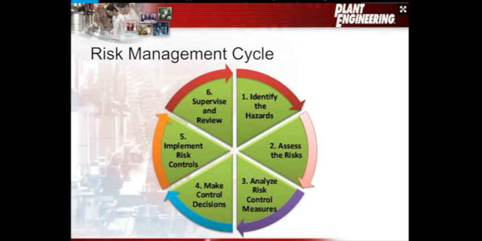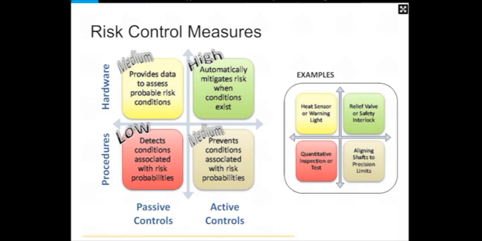Let's talk a little bit about some of the decisions that we can make relative to number 5, implementing the controls. From a management perspective, we're typically talking about procedural controls and hardware controls. And in both of those, there's both passive and active controls. So I'll talk about what these are, and then we'll look at just the examples on the right of the screen there.